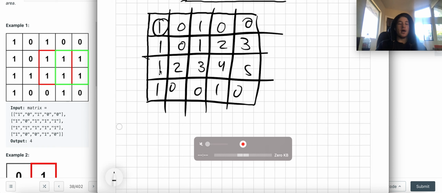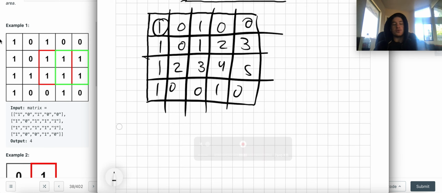Here, same situation, right? I see a 1 in the cell and 0 to my left, so I set it to 1. Here, I see a 1 in the cell, and I see a 1 to the left, so I increment this to 2, and so on and so forth. And then you can do the same thing for columns, right? You could start here and say, I see a 1 in my cell and 0 above, so I set this to 1. Here, I see a 1 in the cell, and I see 1 above, so I set this to 2, and so on.